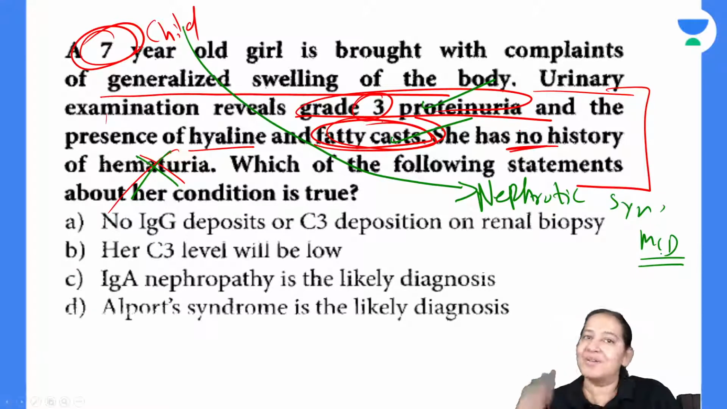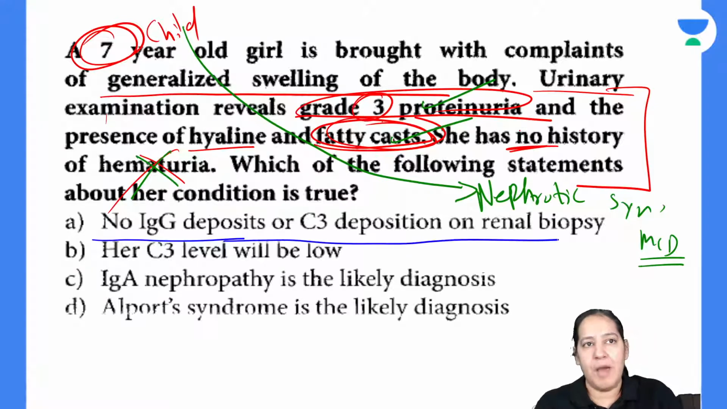Now you have made the first diagnosis. Now read the four options. There are no IgG deposits or C3 deposition on renal biopsy. Yes, this is true for MCD. Yes, Rishinika, you are right. Her C3 level will be low? No, C3 level will be normal.